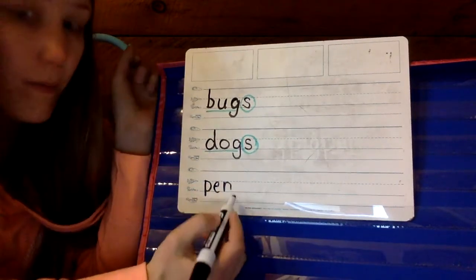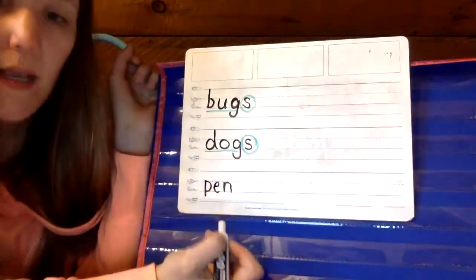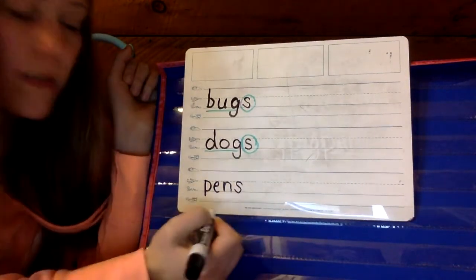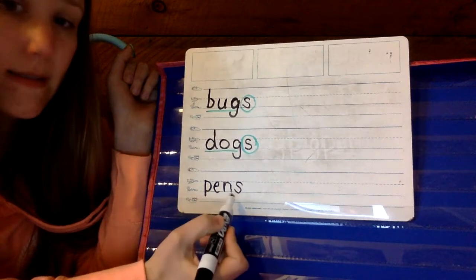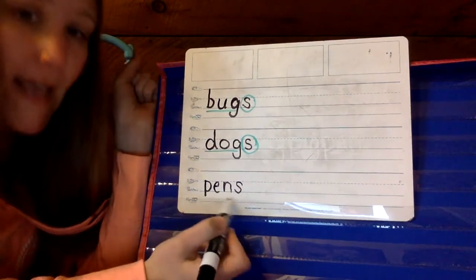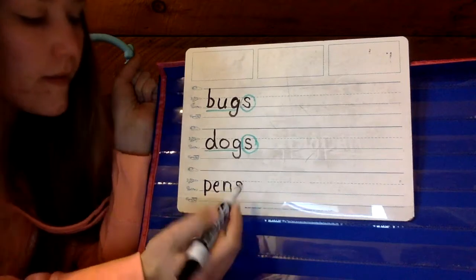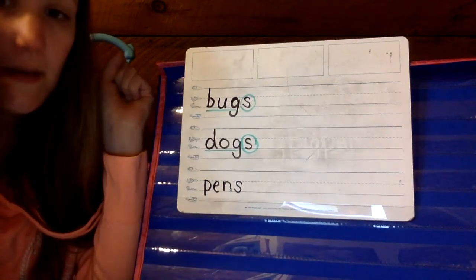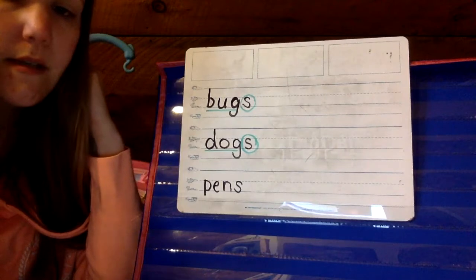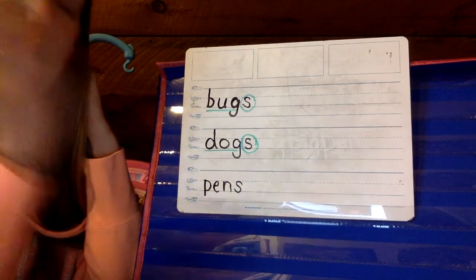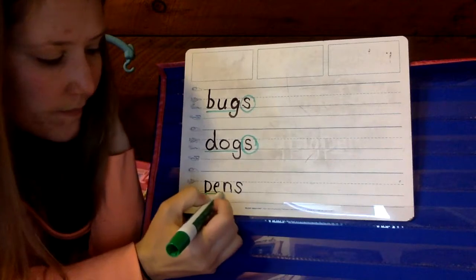Pen. But we know, whoops, I'm going to fix my hand. We know that the word is pens. Let's tap out this whole thing. Pens. Pen. Pens. All right, talking about more than one pen, go ahead and underline the base word. Circle the suffix.